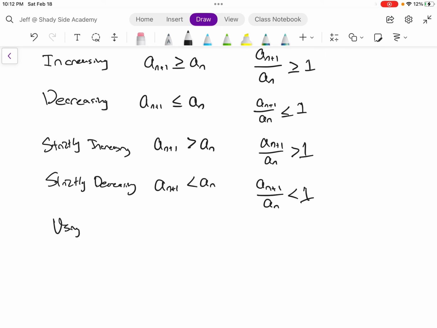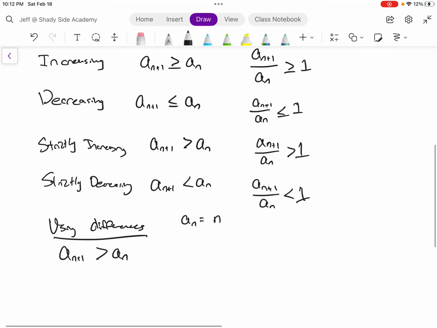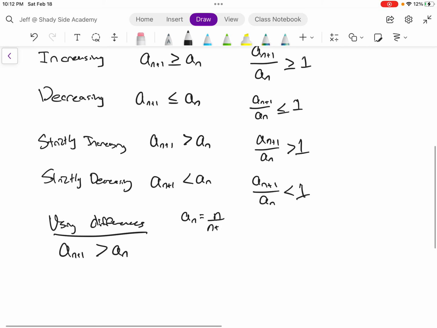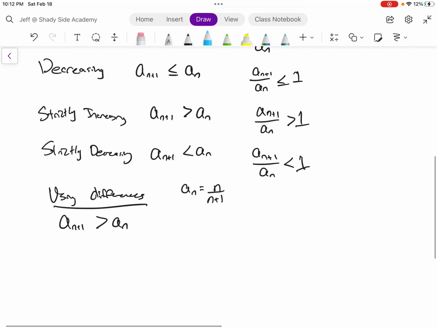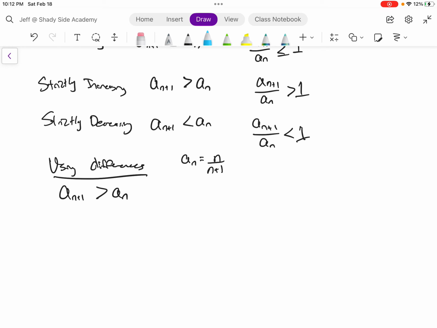So how we would do that is we would take our sequence. Using differences, we're going to do it both ways. Using differences, we're going to show that a sub n plus 1 is greater than a sub n. And remember that my sequence was defined by n over n plus 1. Is that right? N over n plus 1. Okay. Well, it's also clear, sorry, I should have said that, right? This sequence is going to converge to 1, right? It's going to approach 1 as n gets really large. So it's going to converge and get up to 1. So let's talk about how we would show this. Well, what is the nth term here? The nth term is just this thing.